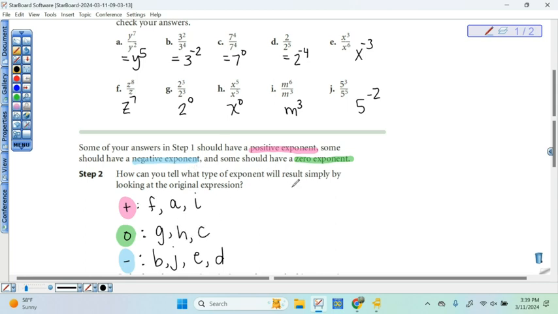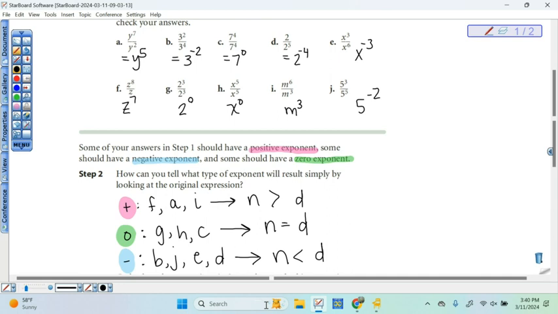How can I tell what type of exponent will result simply by looking at the expression? How can I tell when I'm going to have a positive exponent? Explain. Exactly. If the numerator is greater than the denominator, then I'm going to have a positive exponent. When am I going to have a negative exponent? Yeah, if the numerator is smaller than the denominator. And when will I have a 0 exponent? When they are equal. Okay.